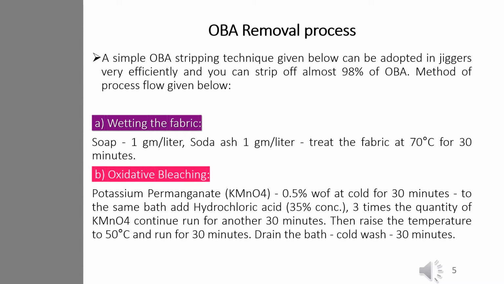After this, we will allow it to continue to run for 30 minutes. After this process, we will raise the temperature to 50 degrees centigrade and continue running for another 30 minutes. After the completion of this procedure, we will drain the bath by providing the cold wash for 30 minutes. So in this way, we can remove the OBA, optical brightening agent.